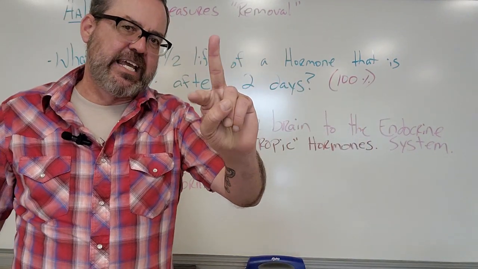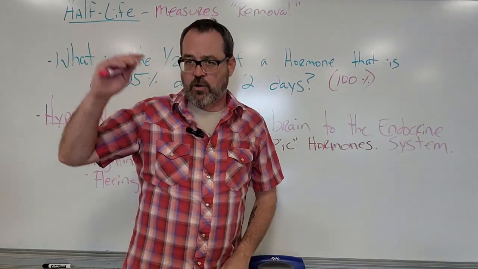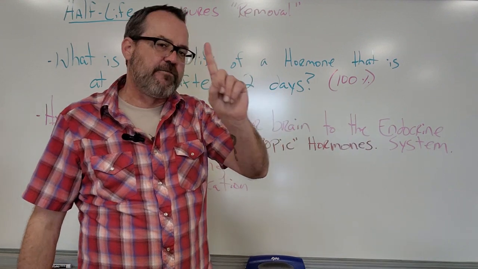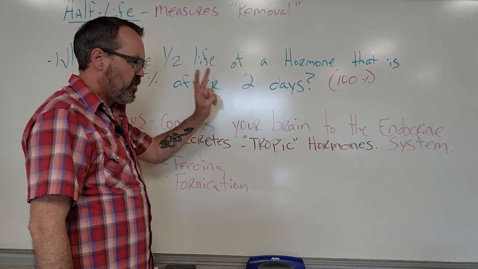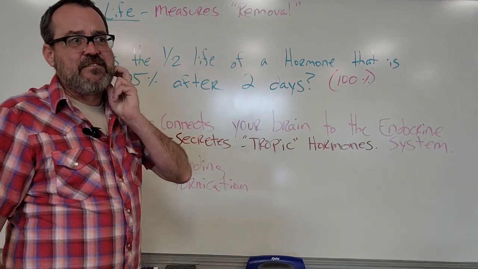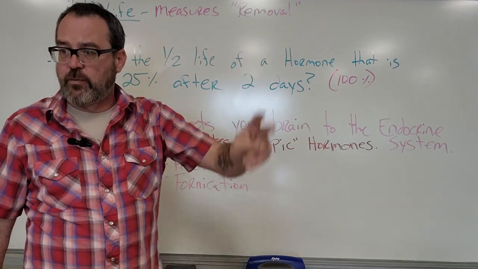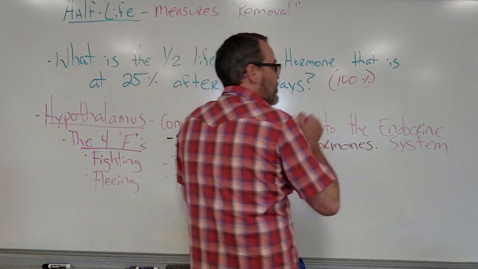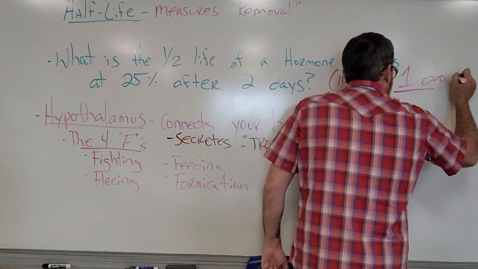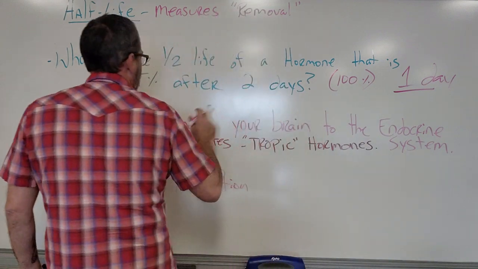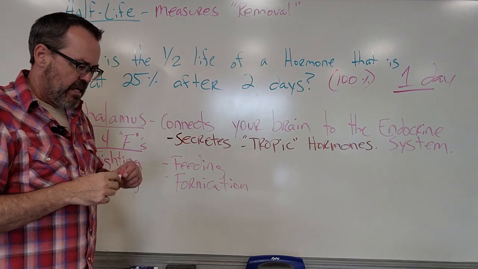To get me down to 25%, it took 2 divisions. I had to go through 2 concurrent cycles of half-life to get there. I had to go the first division to go from 100 to 50, and then the second division to go from 50 to 25. So I have 2, and I have 2 days or 48 hours. So I have to divide that by 2 because I only went through 2 divisions. So that's going to give me a half-life of 1 day, because 2 days divided by 2 divisions is going to be 1 day.